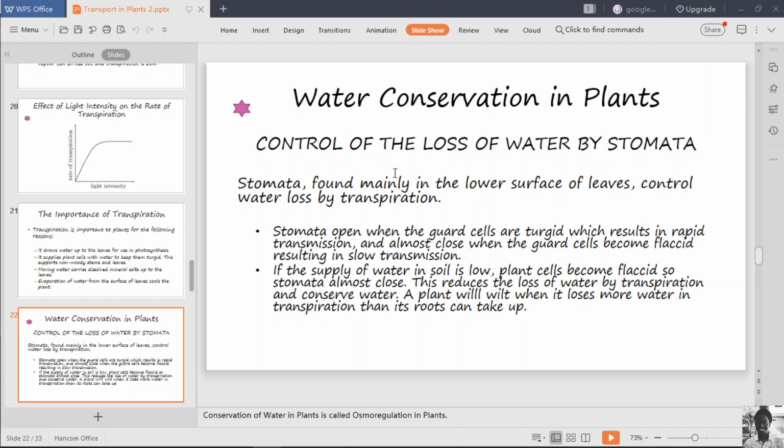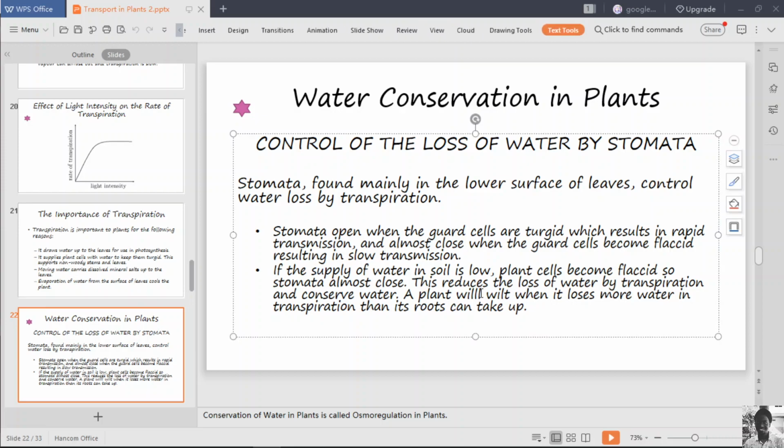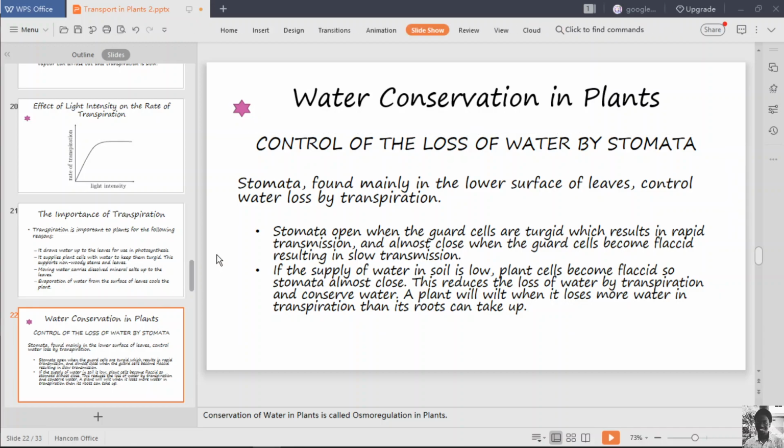If the supply of water in the soil is low, plant cells become flaccid, so the stomata almost close. This reduces the loss of water by transpiration and conserves water. Now, a plant will wilt when it loses more water in transpiration than its roots can take up.